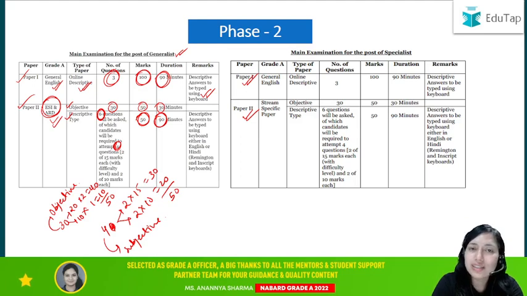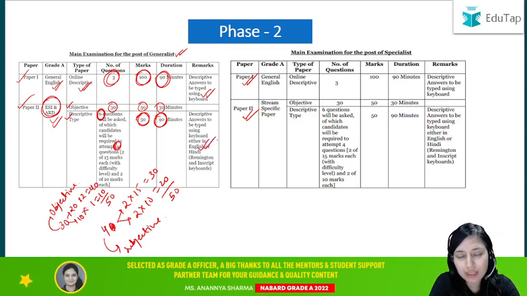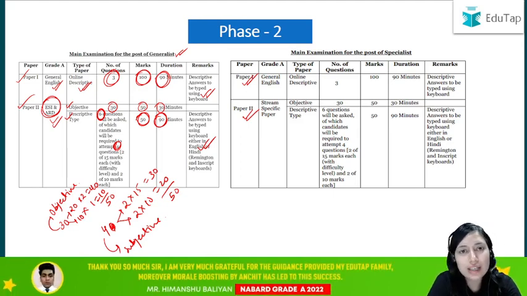Now here also in the descriptive type you will have to type the answer using your keyboard. Clear? So your typing speed will matter here, because according to your typing speed you will be able to answer the questions as soon as possible, right? So this was the pattern of your phase 2.